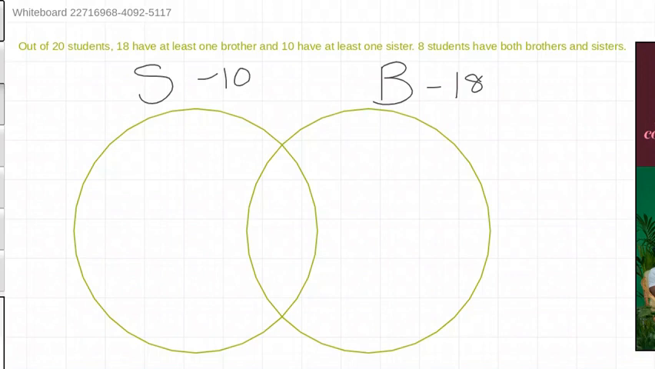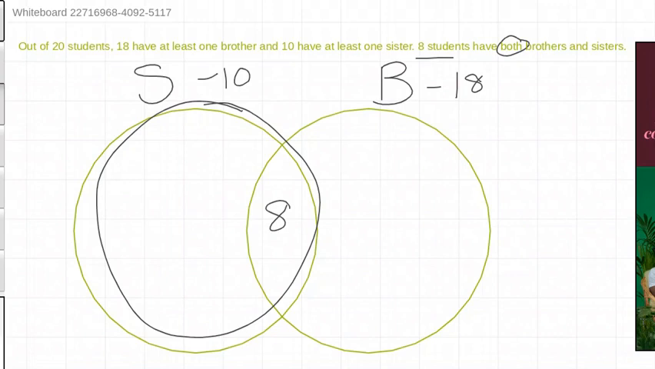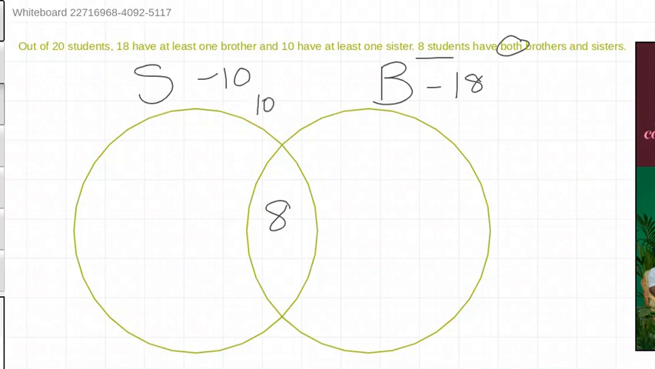My advice for this is to always work middle out. So in the very most middle, it's both. We know that 8 students have both brothers and sisters, so we put 8 in the middle. Now, this whole circle is 10 because sisters is 10 and 8 is included in that. So we would have to do 10 minus 8 to get the Pac-Man. 10 minus 8 is 2.